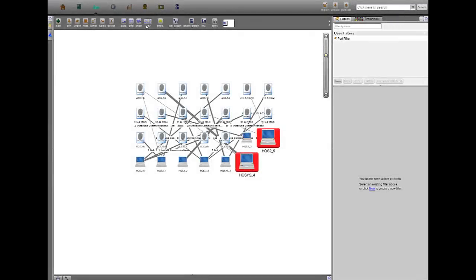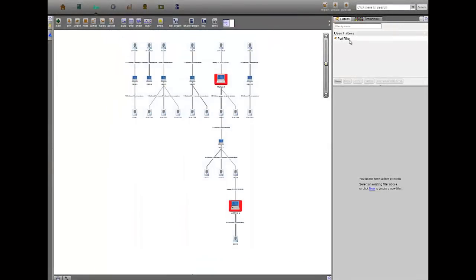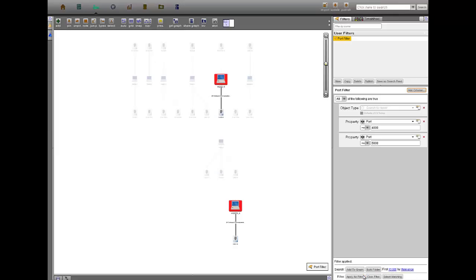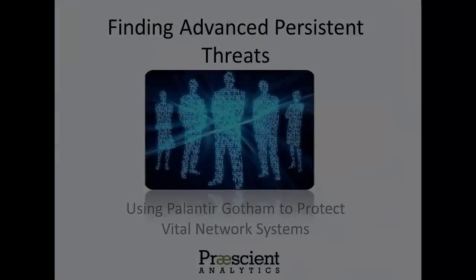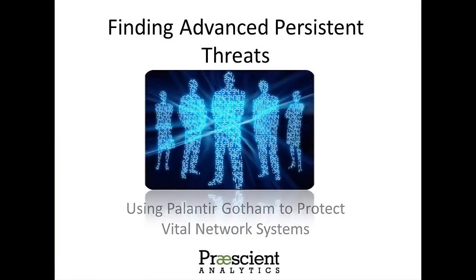Using Palantir, we are able to define how malware infects a network and can therefore defend against future threats even before a signature is developed. This capability is a vital tool in the fight against advanced persistent threats to important network infrastructure.